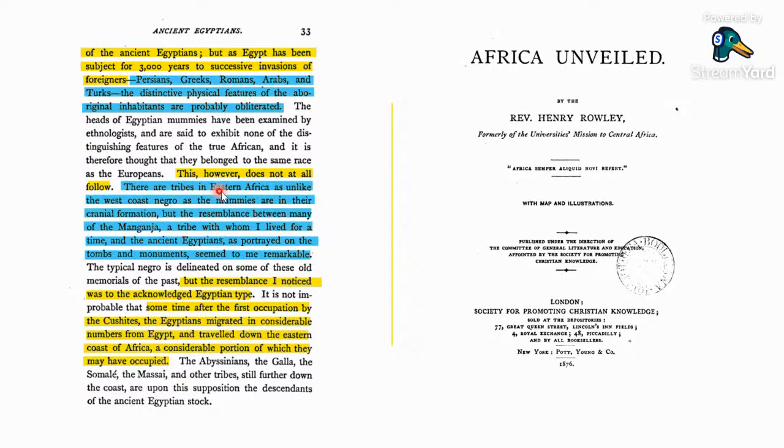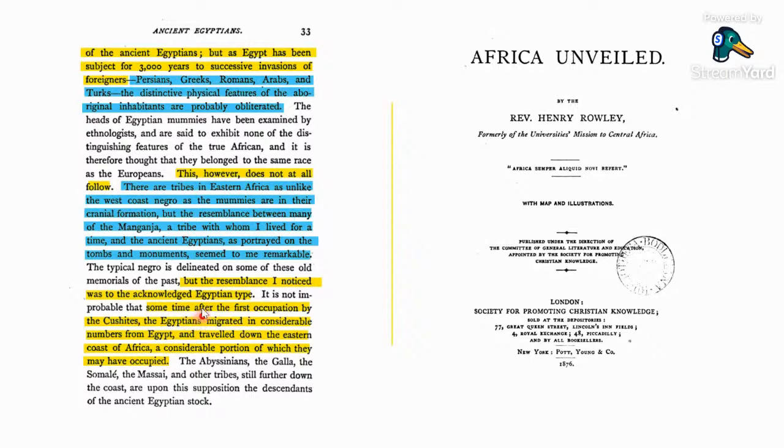There are tribes in Eastern Africa as unlike the West Coast Negro as the mummies are in their cranial formation, but the resemblance between many of the Mangaja, a tribe with whom I lived for a time, and the ancient Egyptians, as portrayed on the tombs and monuments, seems to me more favorable. The Mangaja are like a Nilo-Saharan tribe as well. The typical Negro is delineated on some of these memorials of the past, but the resemblance that I noticed was to the acknowledged Egyptian type. It is not improbable that sometime after the first occupation by the Kushites, the Egyptians migrated in considerable numbers from Egypt and traveled down the eastern coast of Africa, and a considerable portion of which they may have occupied.